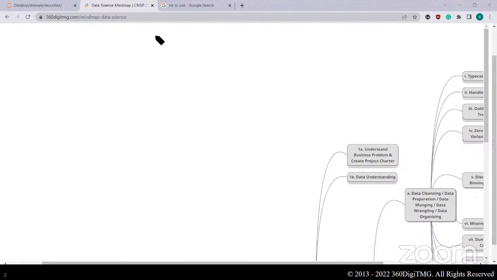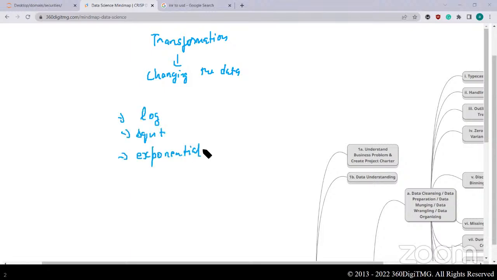And then we have transformation. Transformation is basically changing the data. So for example, in transformation, you might apply logarithm. You can apply square root. You can apply exponential. So these will change your numeric columns in some ways. So whenever you apply transformation, you are changing your column pattern. All right. So this is transformation.